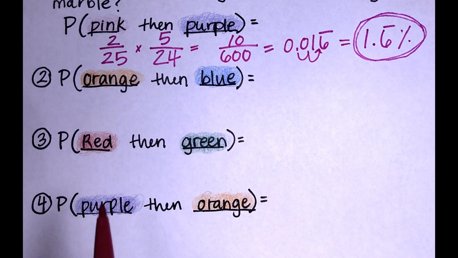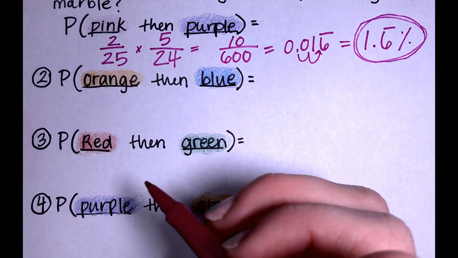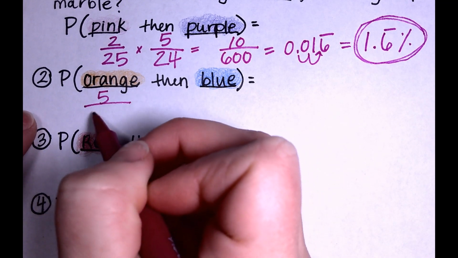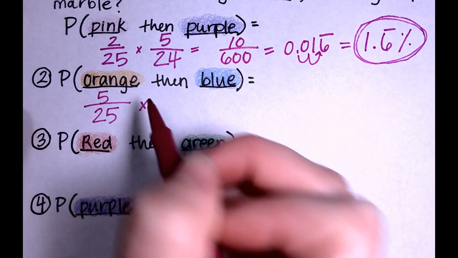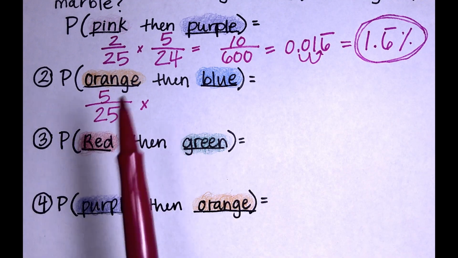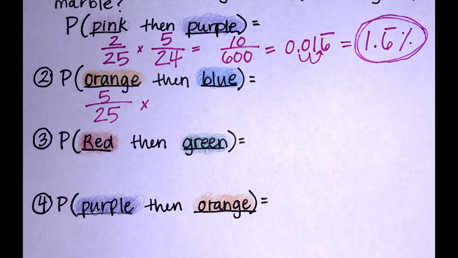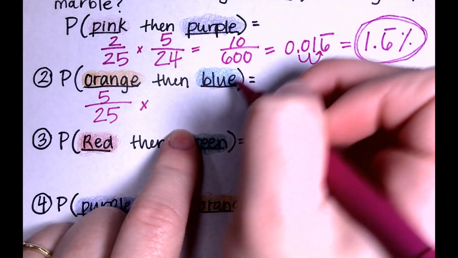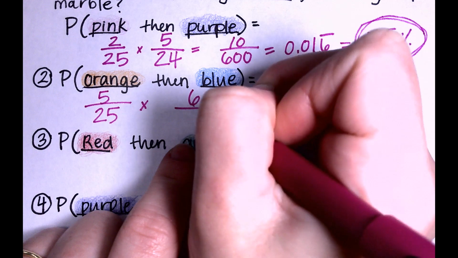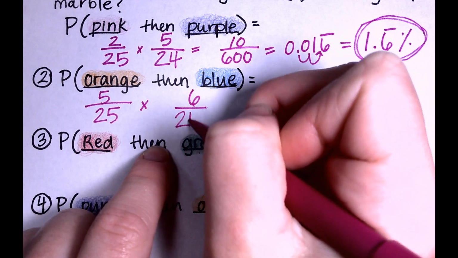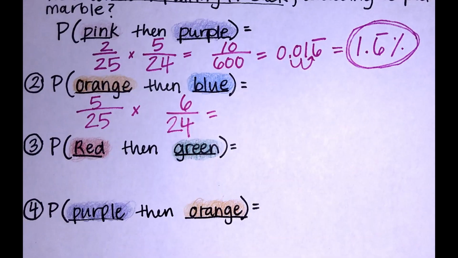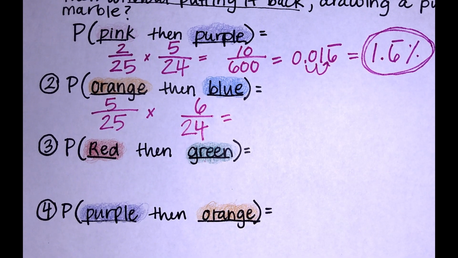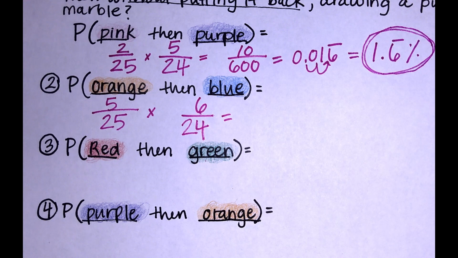How many orange do I have? 5. That's my top number. And on bottom, there's 25 total. Okay, so now assume that we did draw an orange marble. I didn't put it back. Yes, there are 6 blue marbles. And now that one is gone, there are 24 left. So I'm multiplying 5 over 25 times 6 over 24.